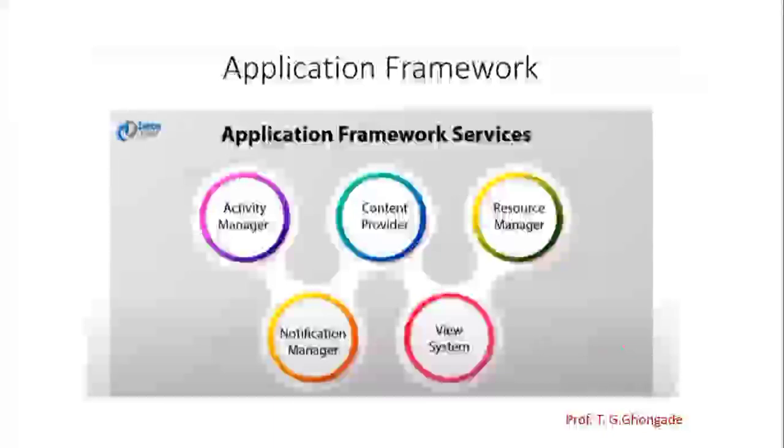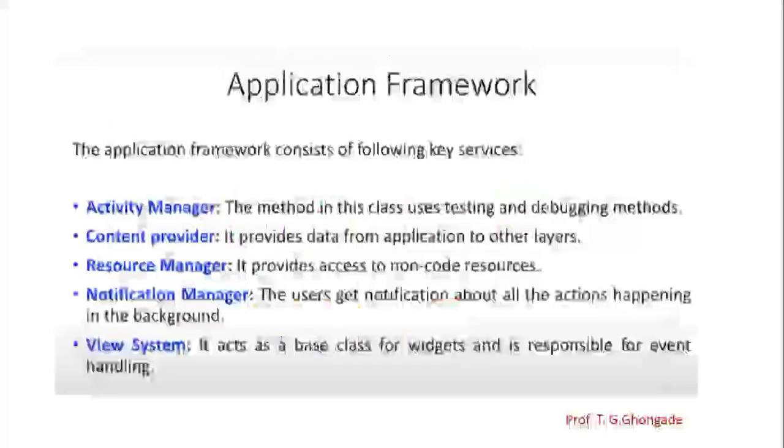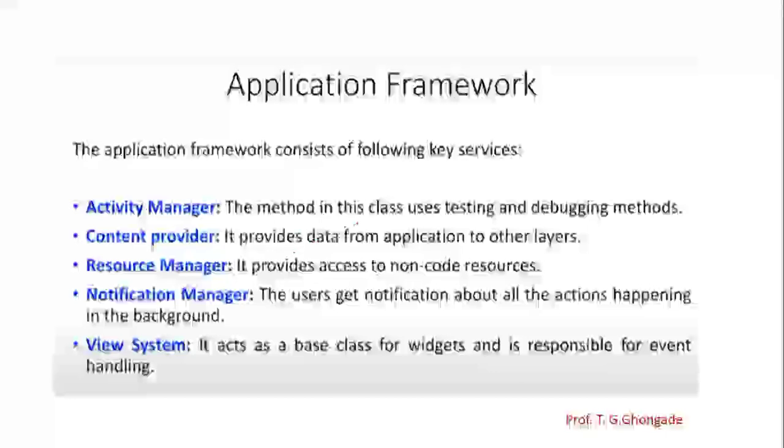Now next, here I have one more picture. It provides application framework services like activity manager, content provider, resource manager, view system, and notification manager. We have seen all these frameworks in the application framework layer at the top of the Android architecture design. Okay, so this is what we have seen in our architecture design. Now, in the application framework, what is the function of each of these? The application framework consists of the following key services.